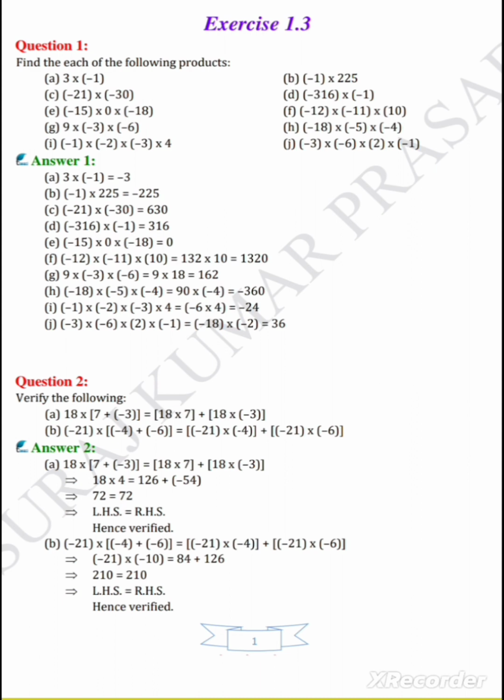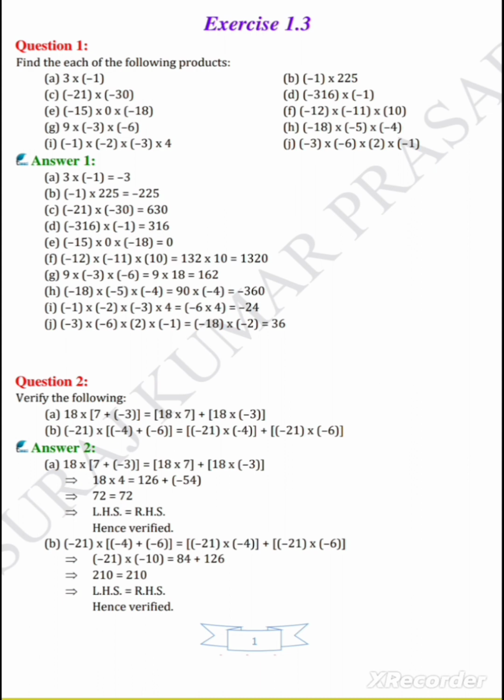Equal to 72. Right hand side: 126 plus minus 54. 18 sevens are 126, 18 threes are 54, and 126 plus minus we get minus 54. 126 minus 54 is equal to 72. Hence it is verified, LHS is equal to RHS.